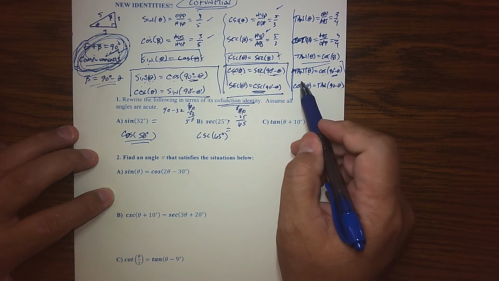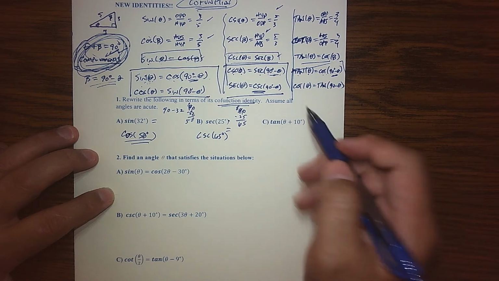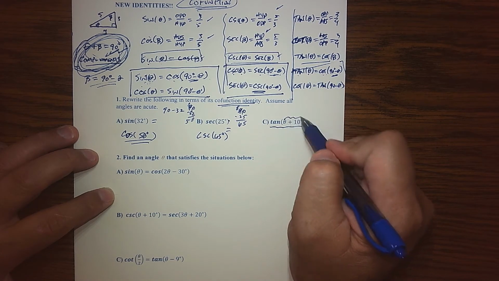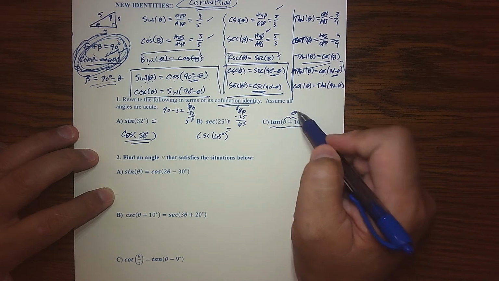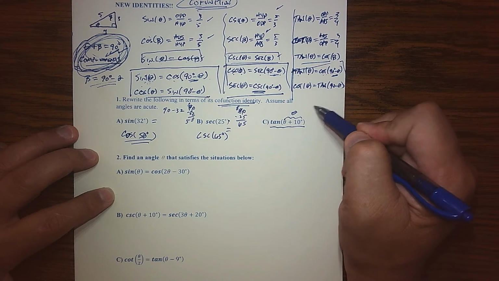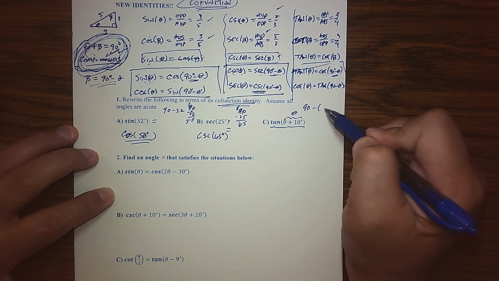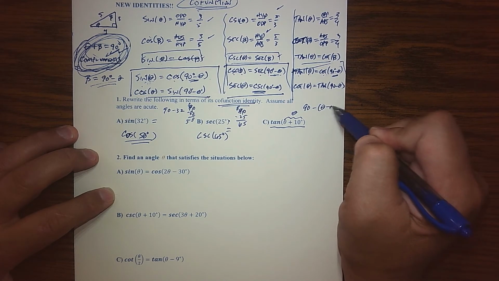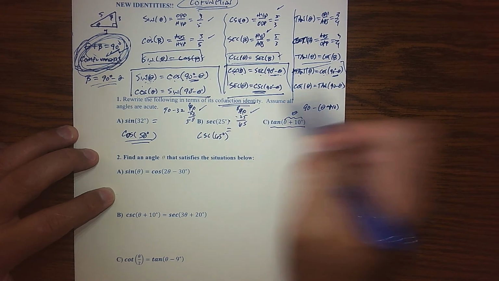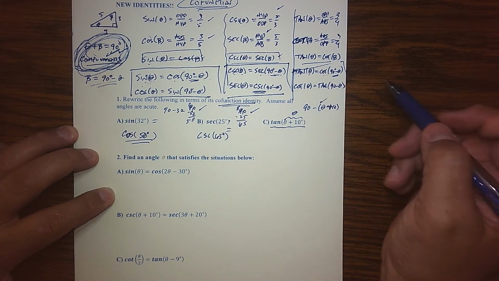Okay, the next one's a little tougher because we actually don't have an angle. So we know by definition, whatever this thing is here, let's just call it the theta that we have. This has to be the complement. So maybe it's as simple as just taking 90 and subtracting theta plus 10. That's what we did here, and that's what we did here. So I'm just going to do the same thing there.